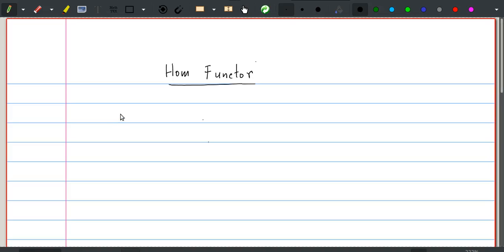In this lecture we will introduce the Hom functor. Now before that, let us do some homework.